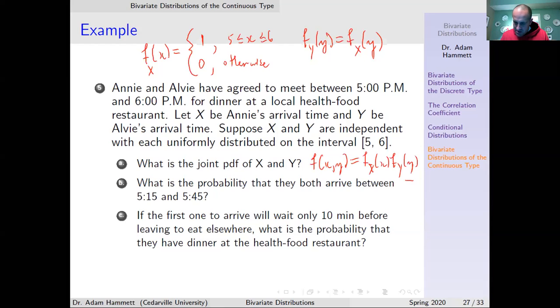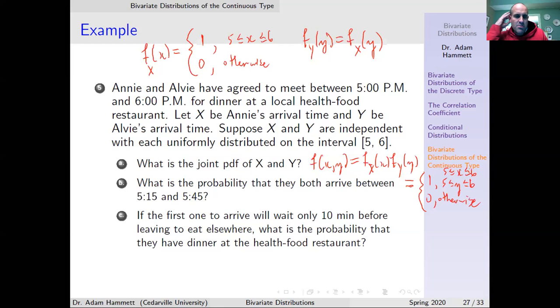And by the way, what is that equal to? Well, think about it for a minute. If I'm multiplying these things together, it's just going to be 1. So this is going to be 1 if x is between 5 and 6 and y is between 5 and 6. After all, this is a function of both x and y, and it's 0 otherwise. Okay, so there it is. And we'll graph the thing over there.